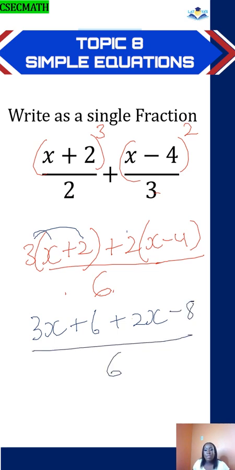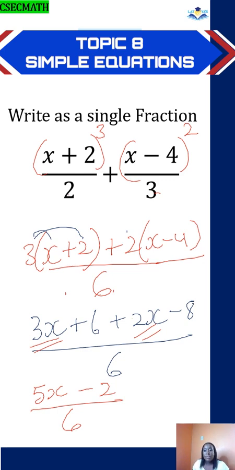Now as we can see here, our numerator can be simplified further. In algebra, we can add and subtract like terms. 3x plus 2x is going to give us a total of 5x. We have 6 minus 8 is going to give us -2 all over 6. Now this is the lowest form that this fraction can be written in.